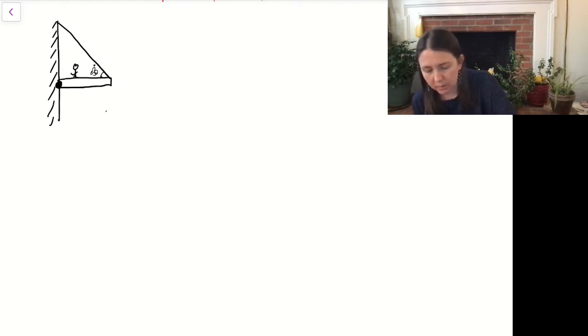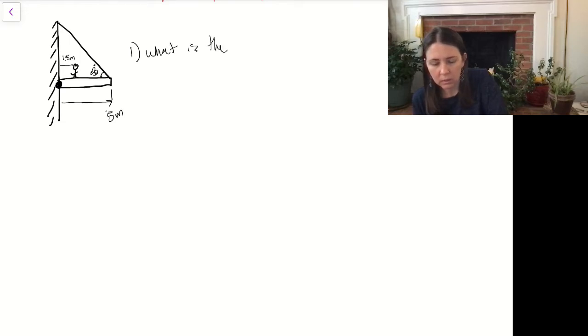And this beam is 5 meters long. And let's say that this man is standing at a distance of 1.5 meters. Okay, so the question is, what is the tension in the cable?